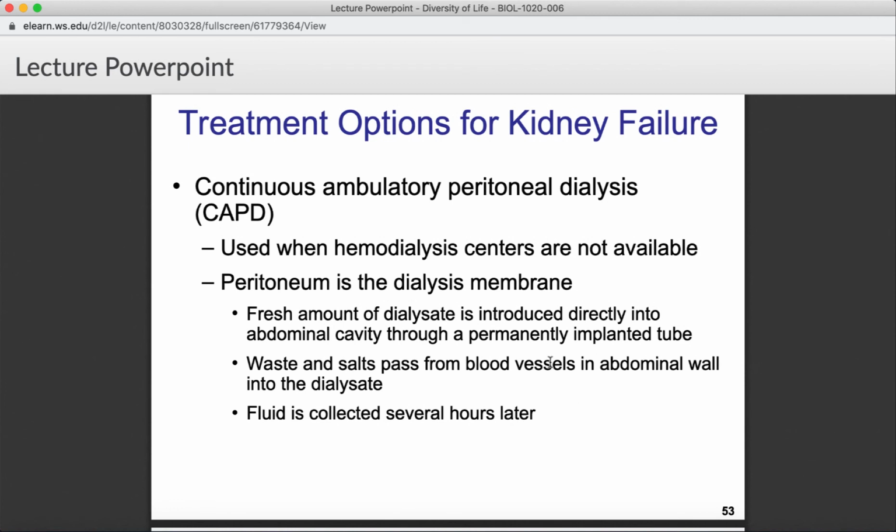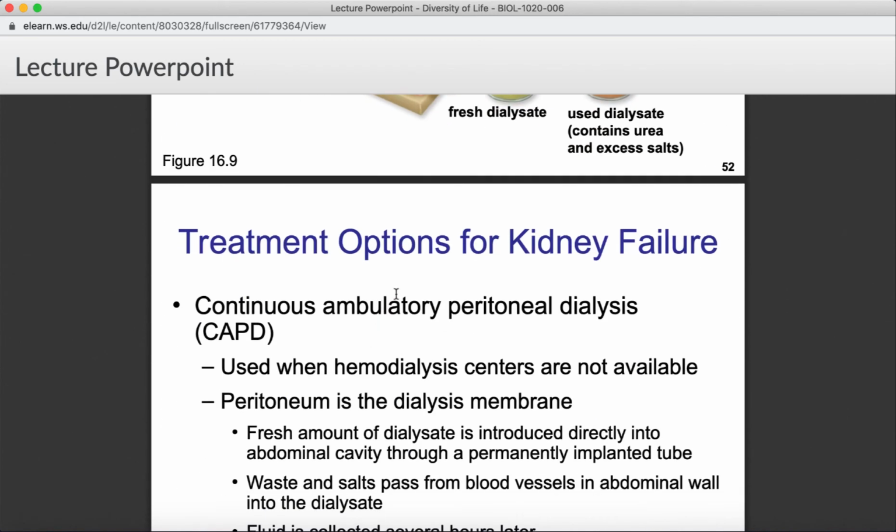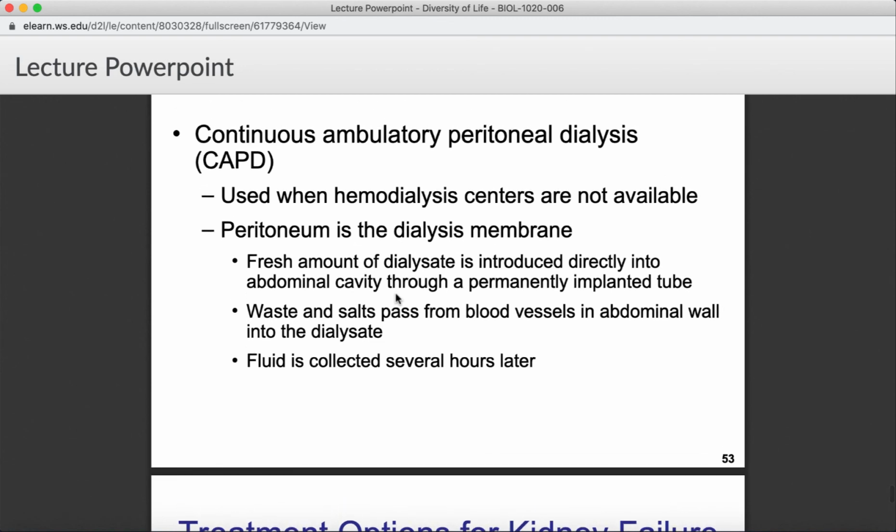Options for kidney failure: well, you either have to have continuous ambulatory peritoneal dialysis, meaning you're hooked up to something like this. Ambulatory means you're able to walk around. Used when hemodialysis centers are not available. You use the peritoneum as the dialysis membrane, which, remember, I told you the kidneys are retroperitoneal.